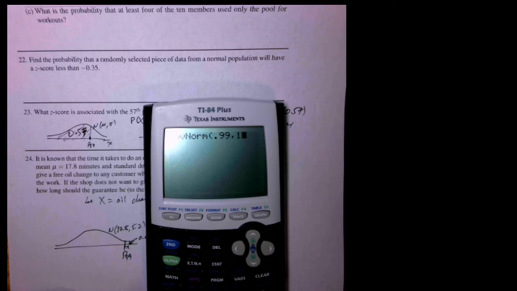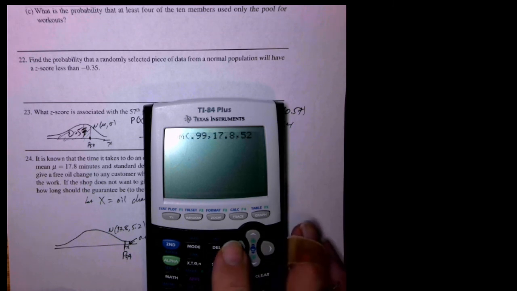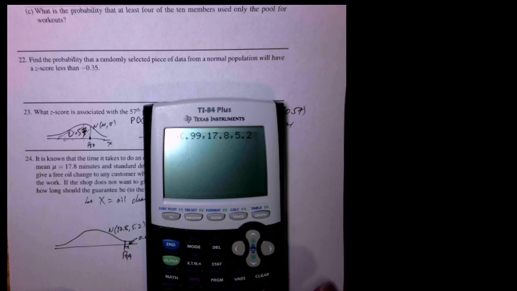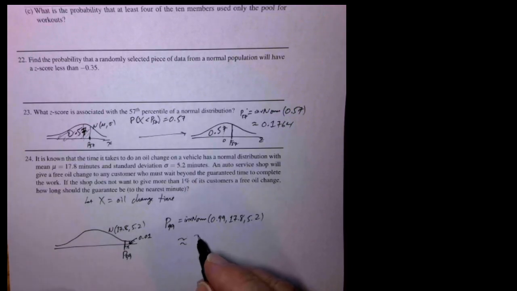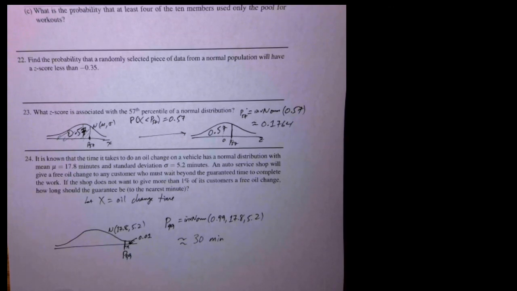0.99, comma, 17.8, oops, not 52, that won't work well at all, 5.2. It's just about 30 minutes, rounded to the nearest minute. So they want to set that guaranteed time to 30 minutes, and that way no more than 1% of customers will take longer than 30 minutes. All right, that's it for practice test 2. Hope it helped.